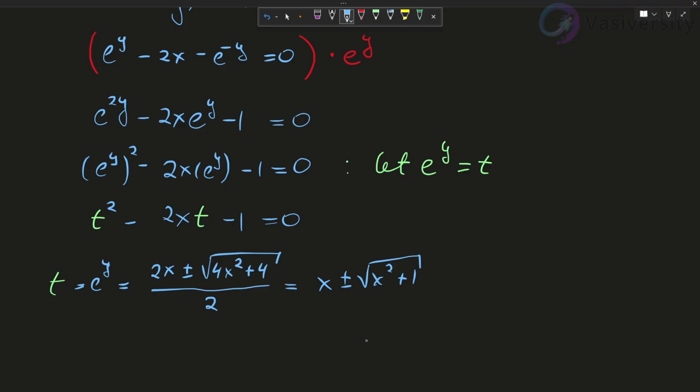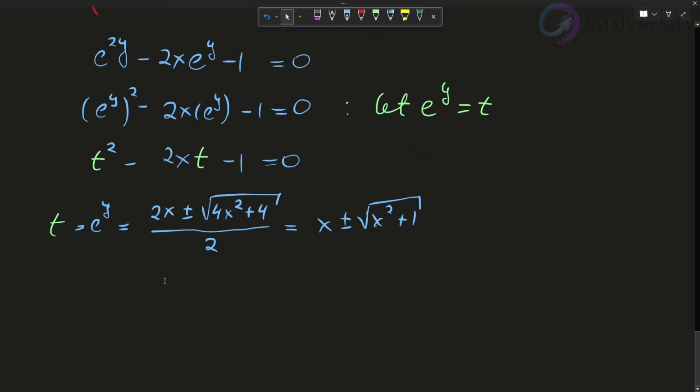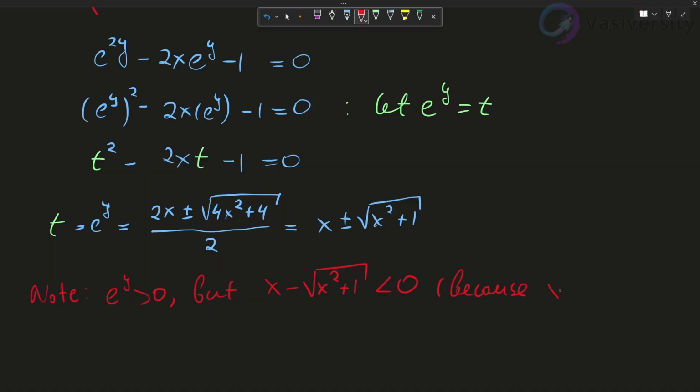Okay. So the key thing here is to note that e^y is greater than 0, but x minus the square root of x squared plus 1 is going to be less than 0. Why? Simply because x is always less than the square root of x squared plus 1. Thus, the negative sign solution is not a valid solution here.